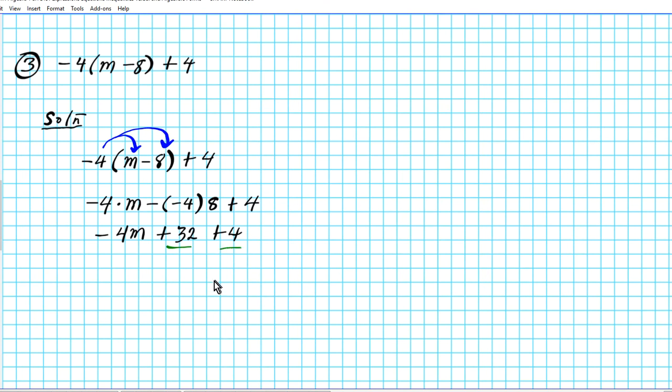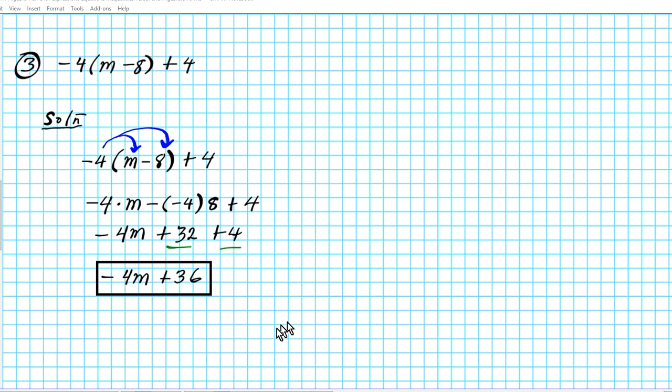32 and 4 are constants, so we can add them both. Okay, we can combine them. So we have negative 4m. Signs are the same, so you add and keep the sign, plus 36. That is the answer to question number 3.